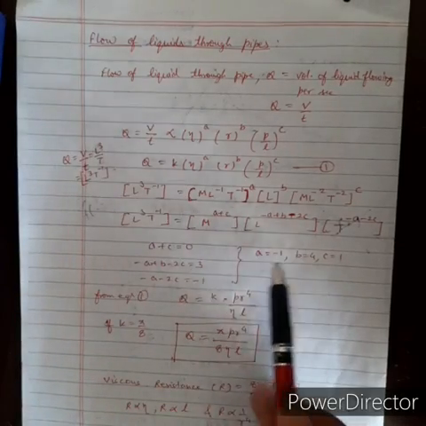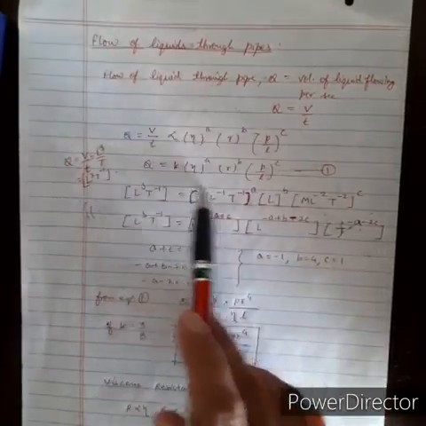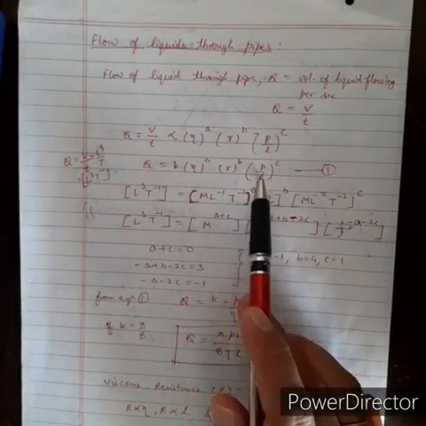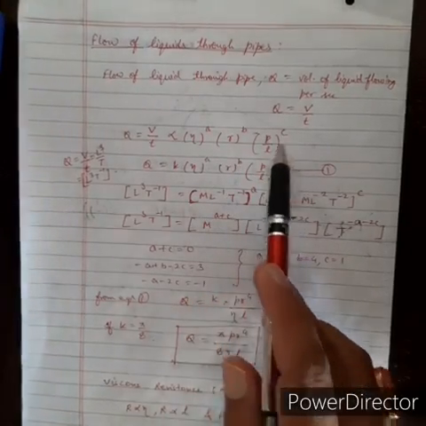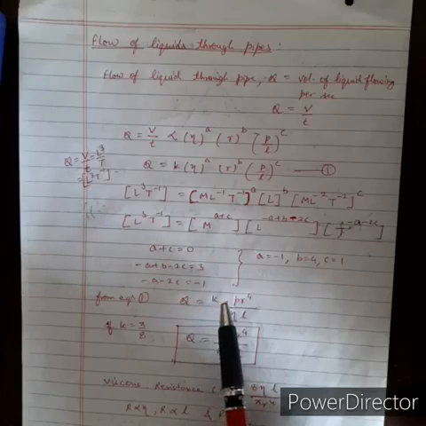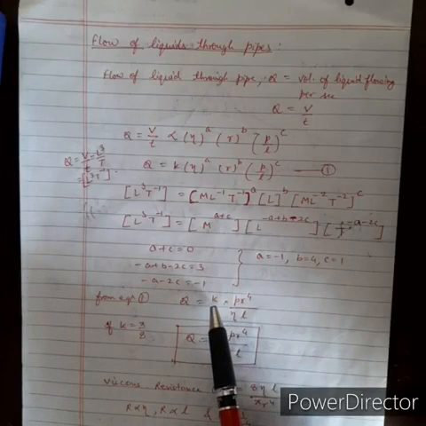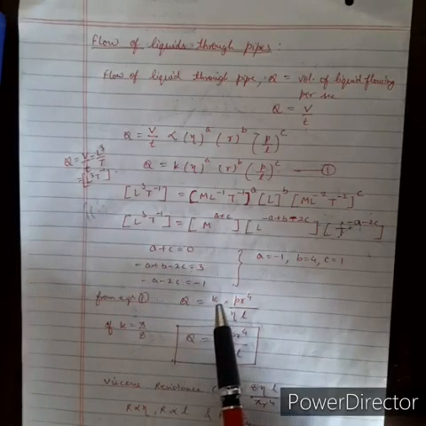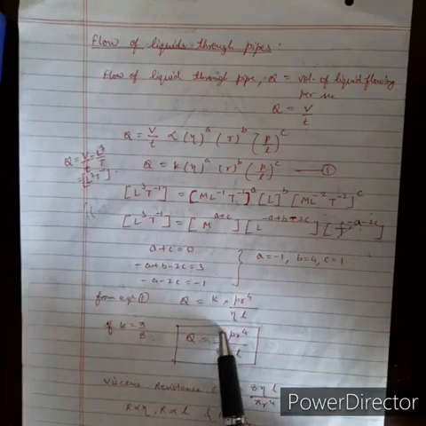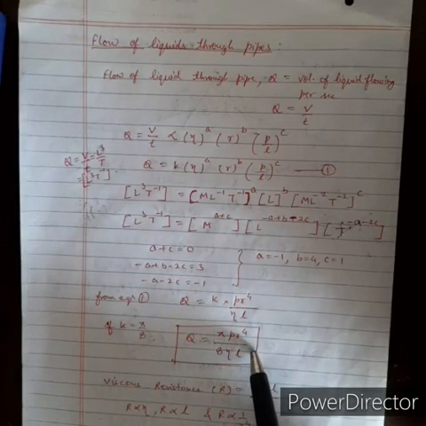So these three values a, b and c you will substitute in equation number 1: Q is equal to k eta to the power a, r to the power b, P by l to the power c. When you substitute the powers here, you will get Q is equal to k P r to the power 4 upon eta l. Practically, the value that we get for k is pi by 8. So Q is equal to pi P r to the power 4 upon 8 eta l.